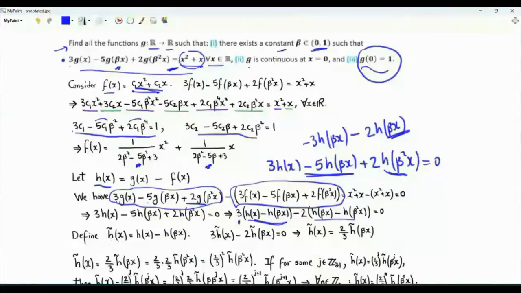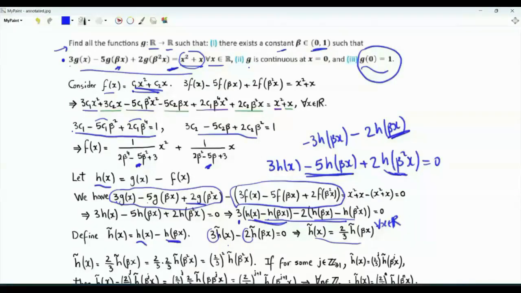If we define function h tilde of x to be equal to h of x minus h of βx, the condition that we have here can be rewritten as 3 h tilde of x minus 2 h tilde of βx. h tilde of x is equal to 2 over 3 times h tilde of βx. This is true for every real x.